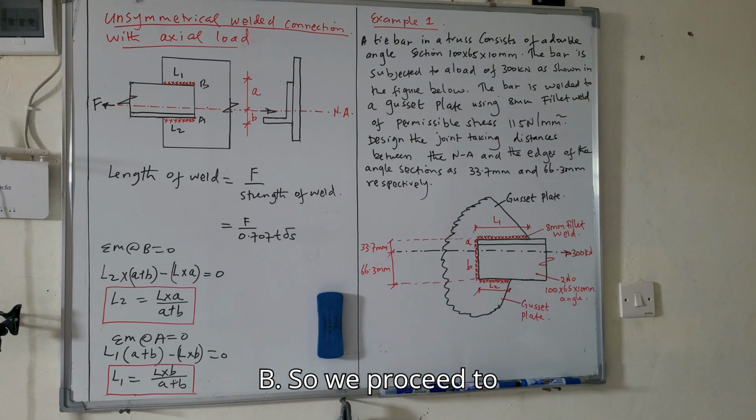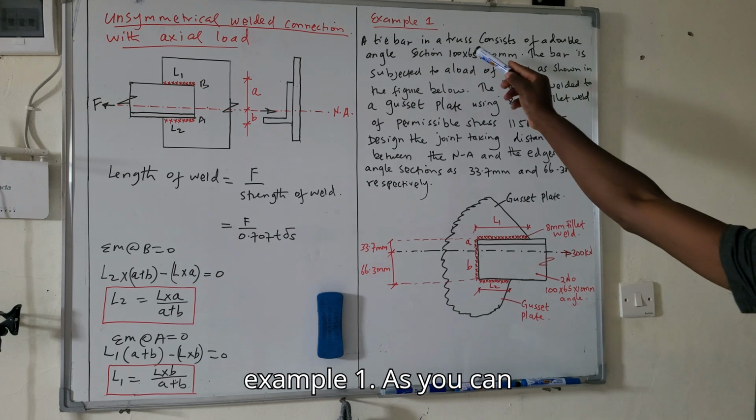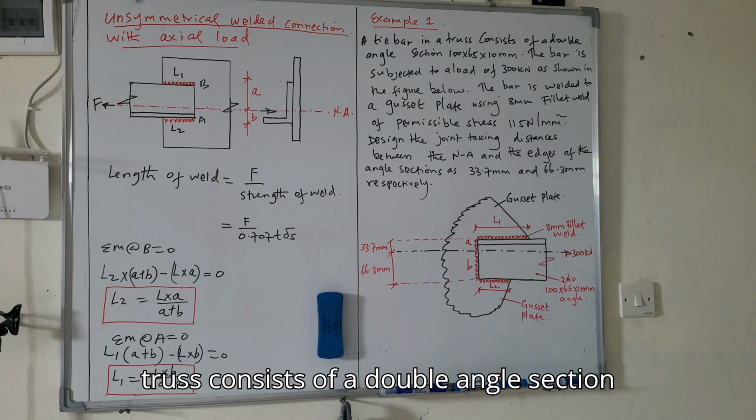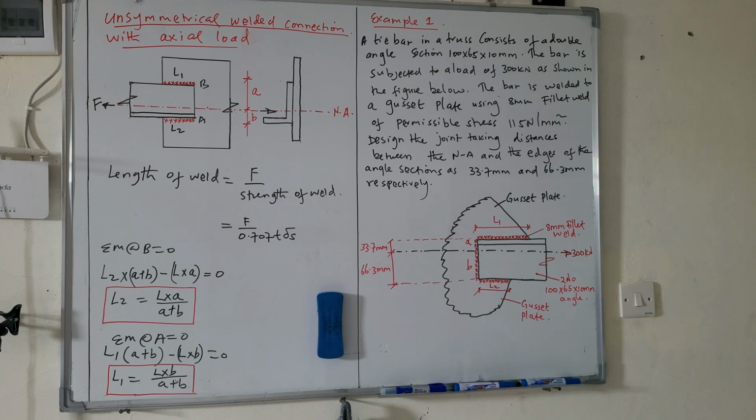So we proceed to example 1. As you can see, a tie bar in a truss consists of a double angle section that is 100 by 65 by 10 millimeter.